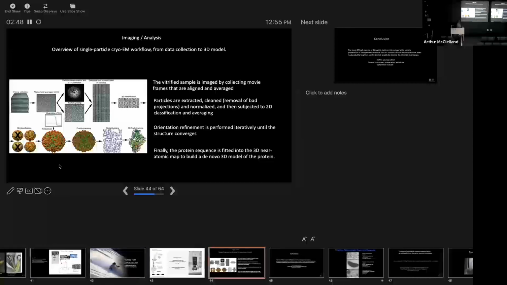Imaging and analysis. The take home is that you're taking 1,000 pictures of 1,000 objects and averaging them together in some manner computationally. But that's easier said than done. So first, we're going to collect all our images. We're going to align those images. We're going to particle pick and correct for any defocusing if we need to. You're going to categorize those particles.